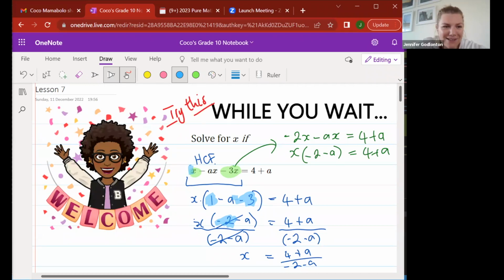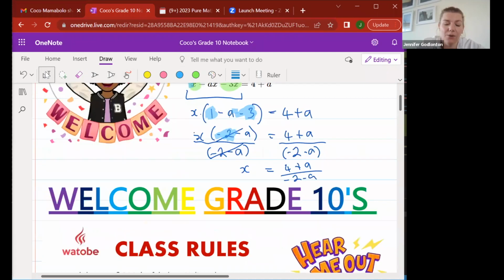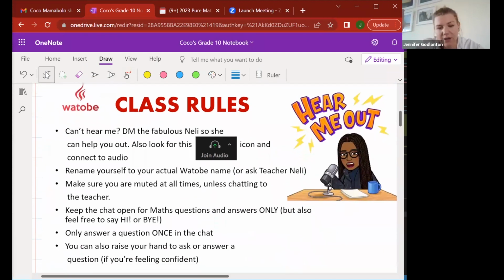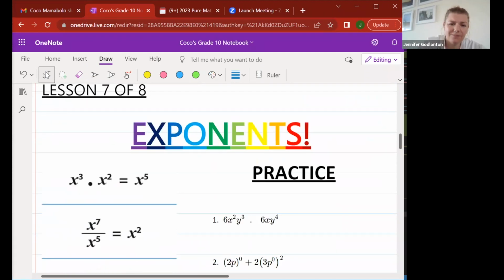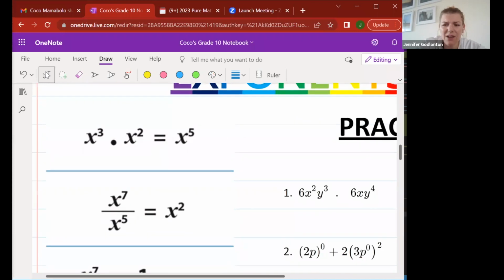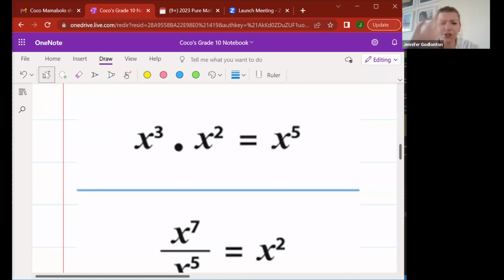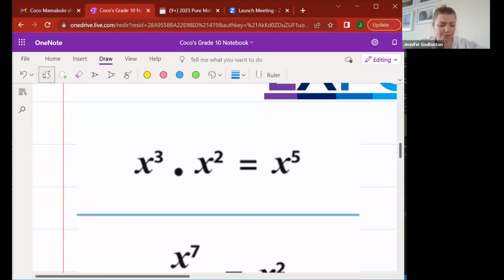All right, well, I'm glad we're on the same page now. Let's jump into some exponents, guys. So for exponents, we're going to quickly go over the different exponent rules, and then we're going to go through some of the different questions. So before we jump into some of these practice questions, let's just do a quick recap of our rules.